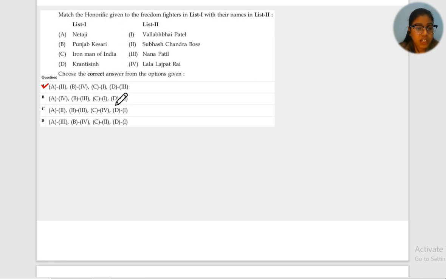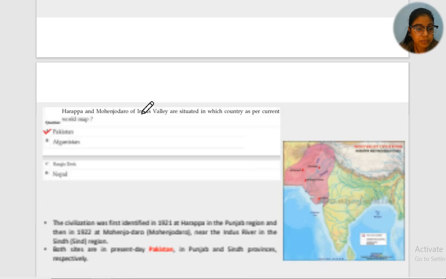Option A is Netaji. Subhash Chandra Bose is famous with the honorific name of Netaji. Option B is Punjab Kesari. Lala Lajpat Rai is famous as Punjab Kesari. Option C is Iron Man of India. Sardar Vallabhbhai Patel is known as the Iron Man of India. Option D is Kranti Singh. Nana Patel is known as Kranti Singh.